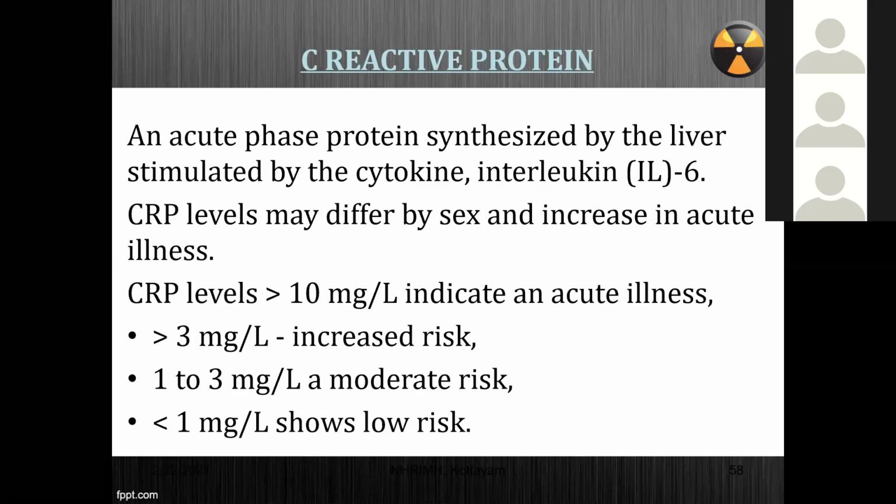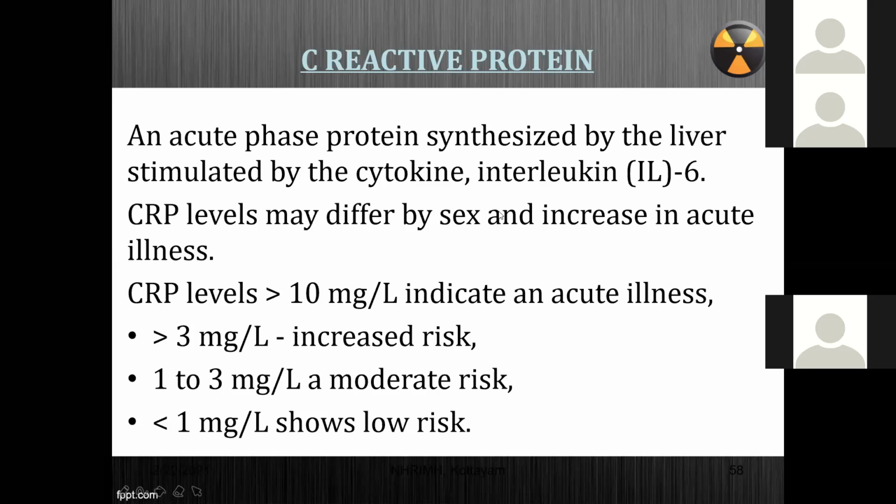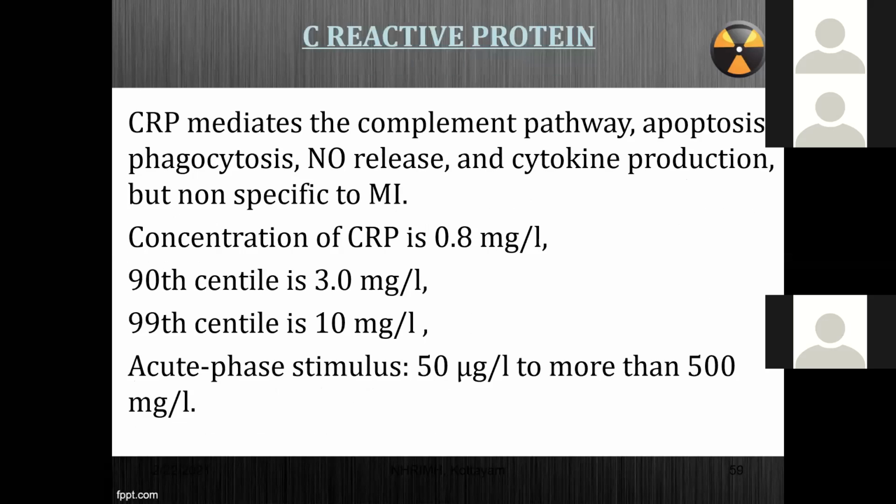But CRP greater than 10 indicates an acute illness. Remember that, whether it's a baby or an adult, if CRP is more than 10, see that there is some acute thing going on. CRP, what is its role? It helps endothelial nitric oxide release and cytokine production, but it is non-specific to MI.